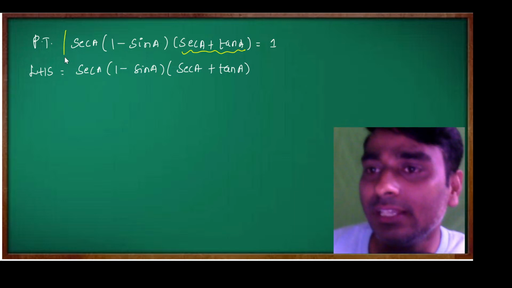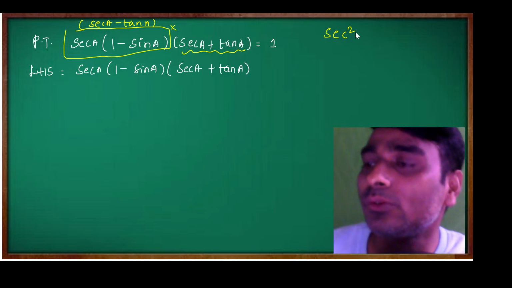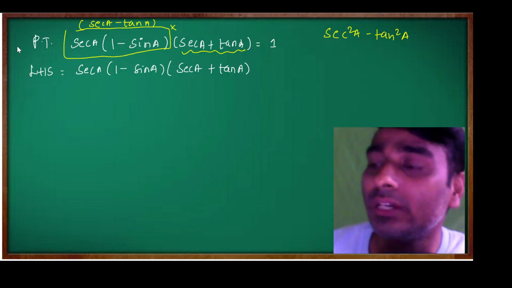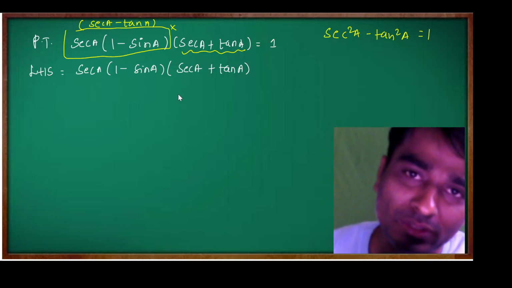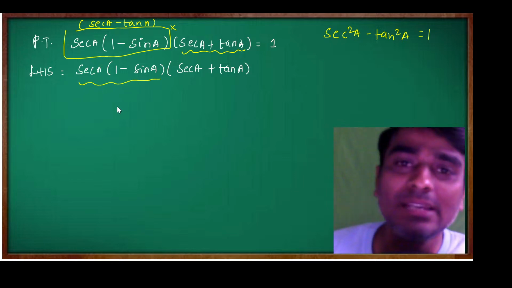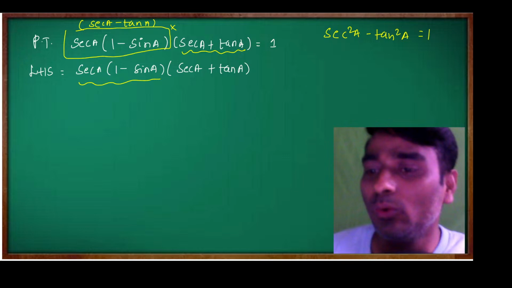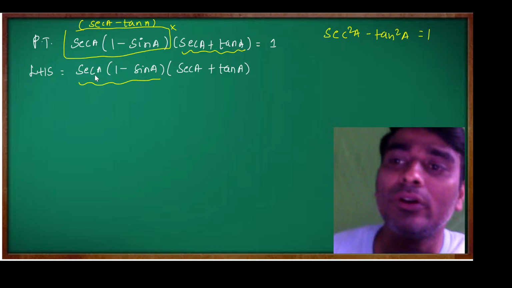If you can make this term secant A minus tan A, then multiply, you will get secant square A minus tan square A. And we know secant square A minus tan square A is equal to 1. We know this. So you just need to make this term as secant A minus tan A. Then simply, the only solution is, whatever the question is, go according to that.